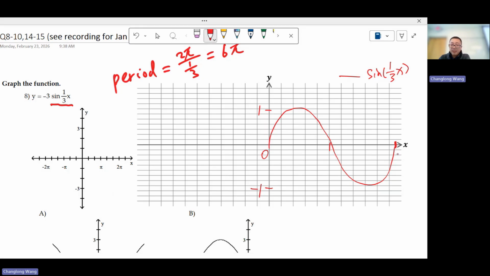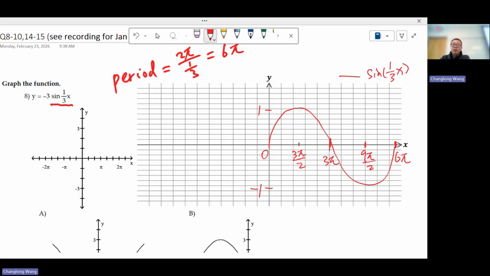It has to be the period, right? 6 pi. Now, this has to be half of the 6 pi, right? So it's 3 pi. Now, this is half of 3 pi, which is 3 pi over 2, right? What about this one? It's not half of 6 pi. It's the midpoint of 3 pi and 6 pi. So what you do is you add up 3 pi and 6 pi, divide by 2. So it would be 9 pi over 2.